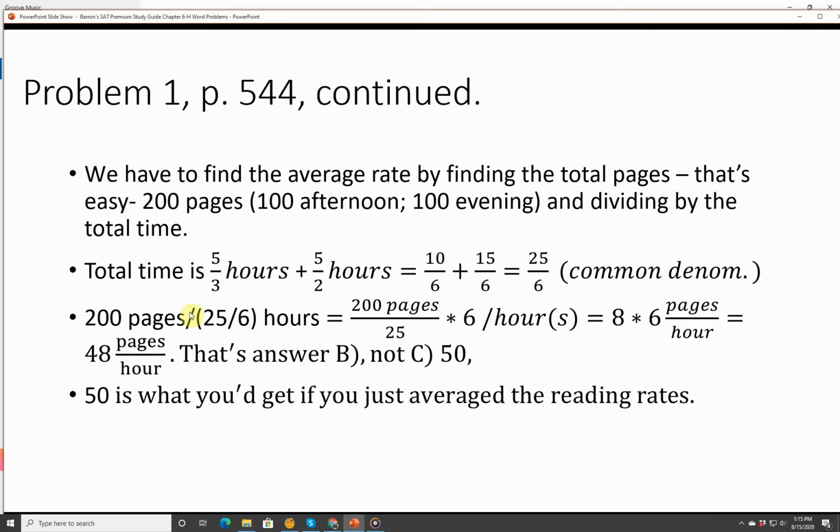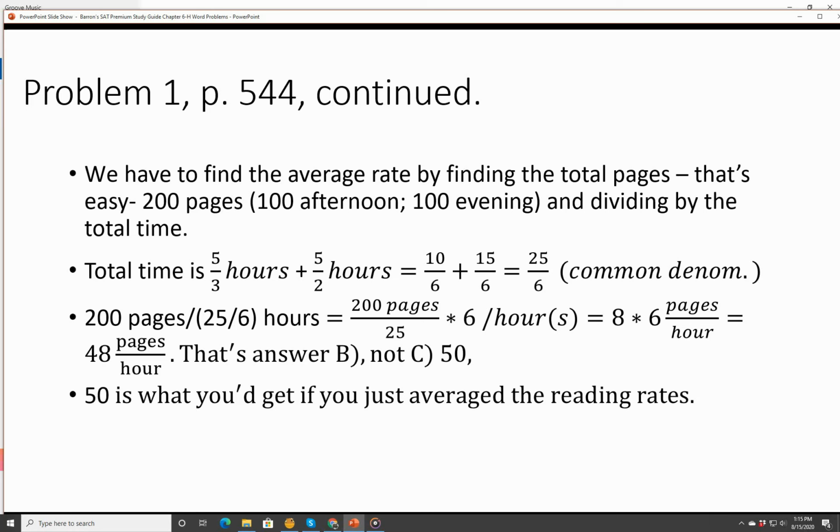That becomes 200 pages over 25 divided by 6 hours. So then we end up with 200 pages over 25, which is 8, times 6, divided by hour. So we end up with 8 times 6 pages per hour, which is 48 pages per hour. That's answer B, not C, which is 50.